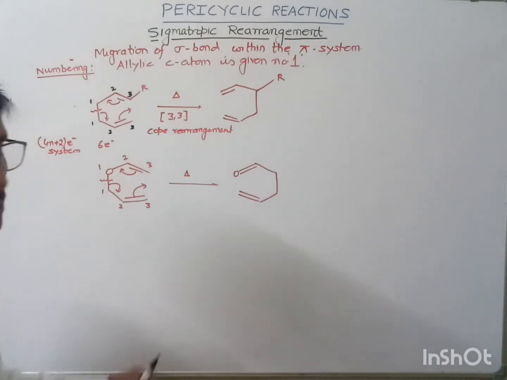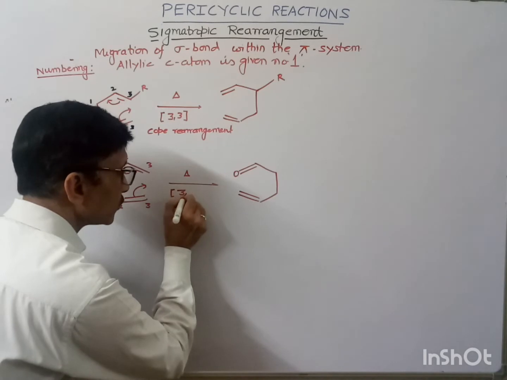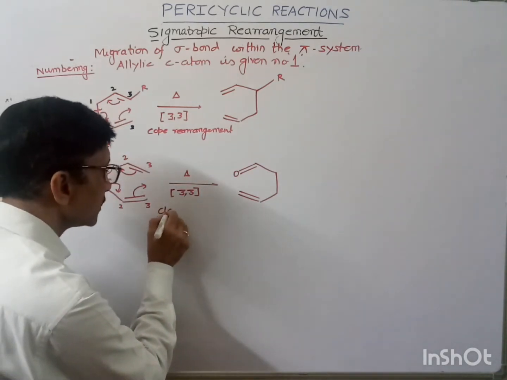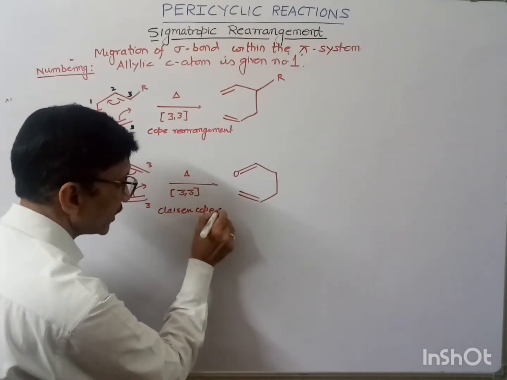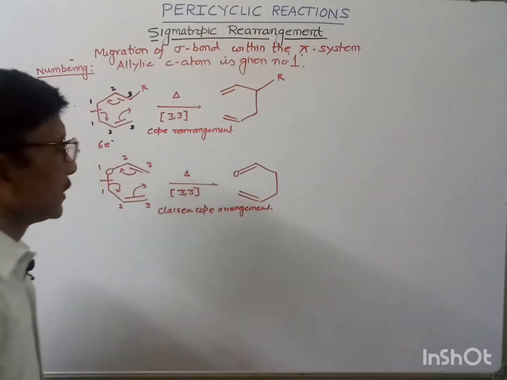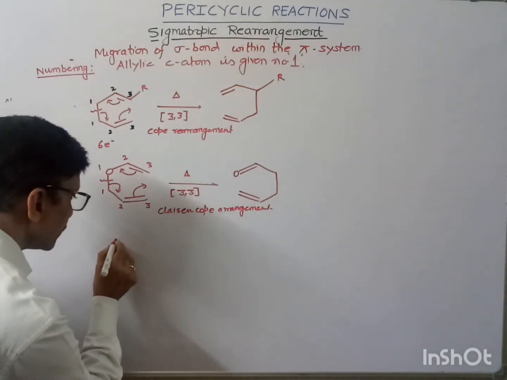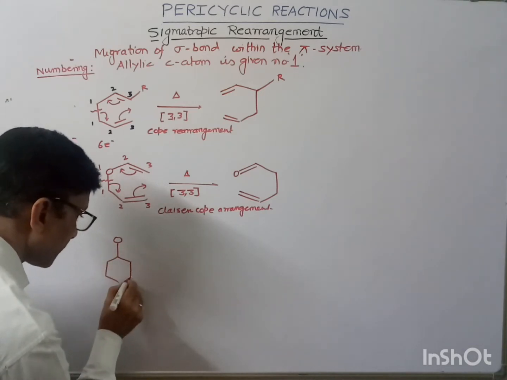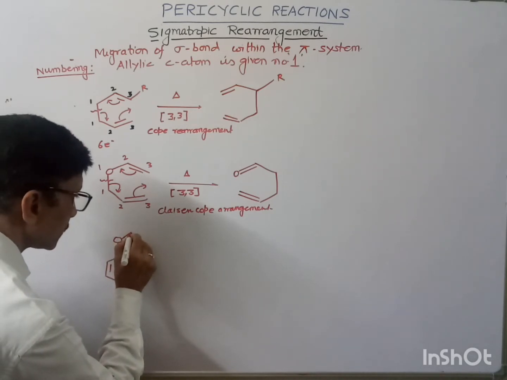So an unsaturated carbonyl compound is formed in this case, and here also this is an example of a 3,3 sigmatropic shift, and the name of this reaction is the Claisen rearrangement. We will also see examples of this reaction later on. In the same way, in place of suppose this. Another example of a sigmatropic reaction.